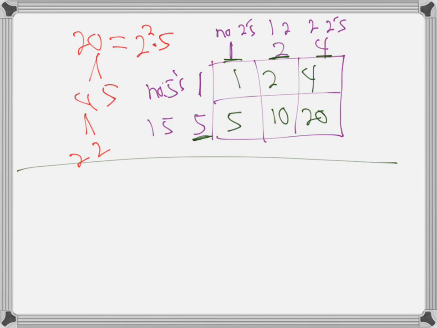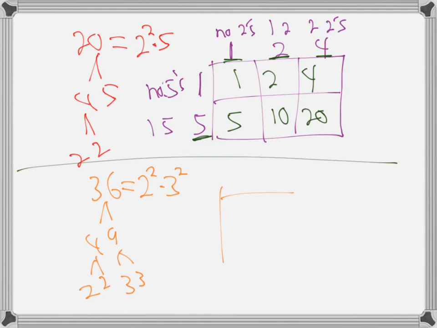So, thinking about that for a second, let's try one more. What if I had a number like 36? What's in the 36? 4 times 9, 2 times 2, 3 times 3. 36 is made out of 2 squared, 3 squared. Any guesses in advance? When I make my box array thing, how many things are going to be in the box, do you think? 9. What do you think?